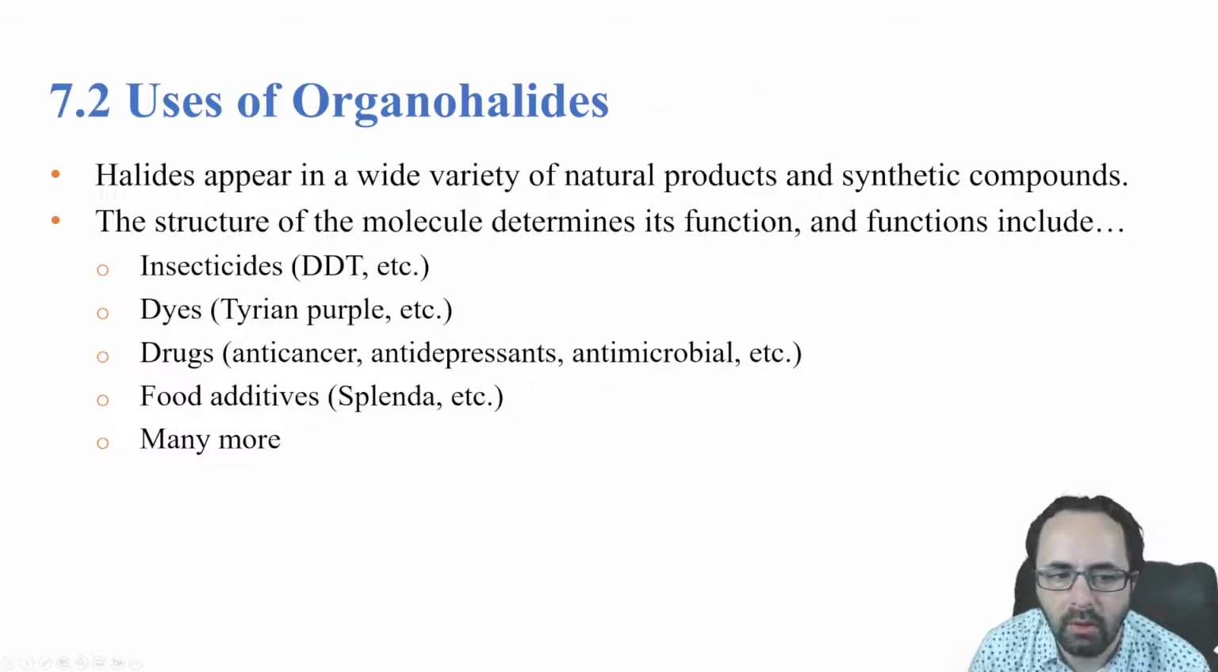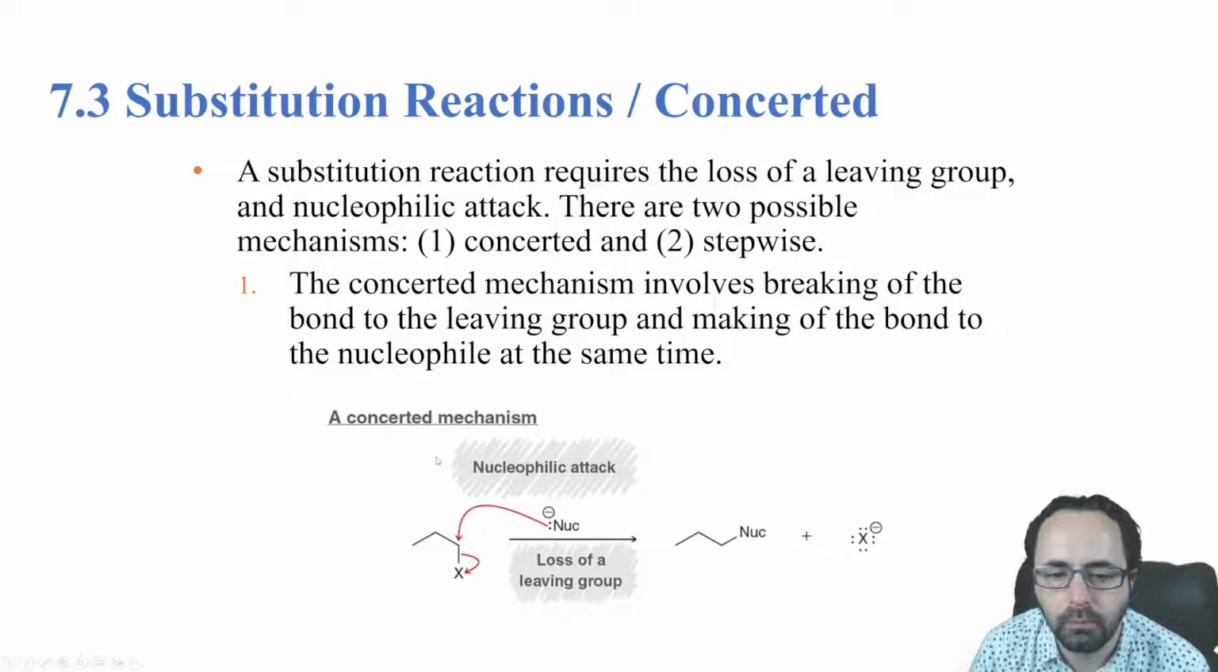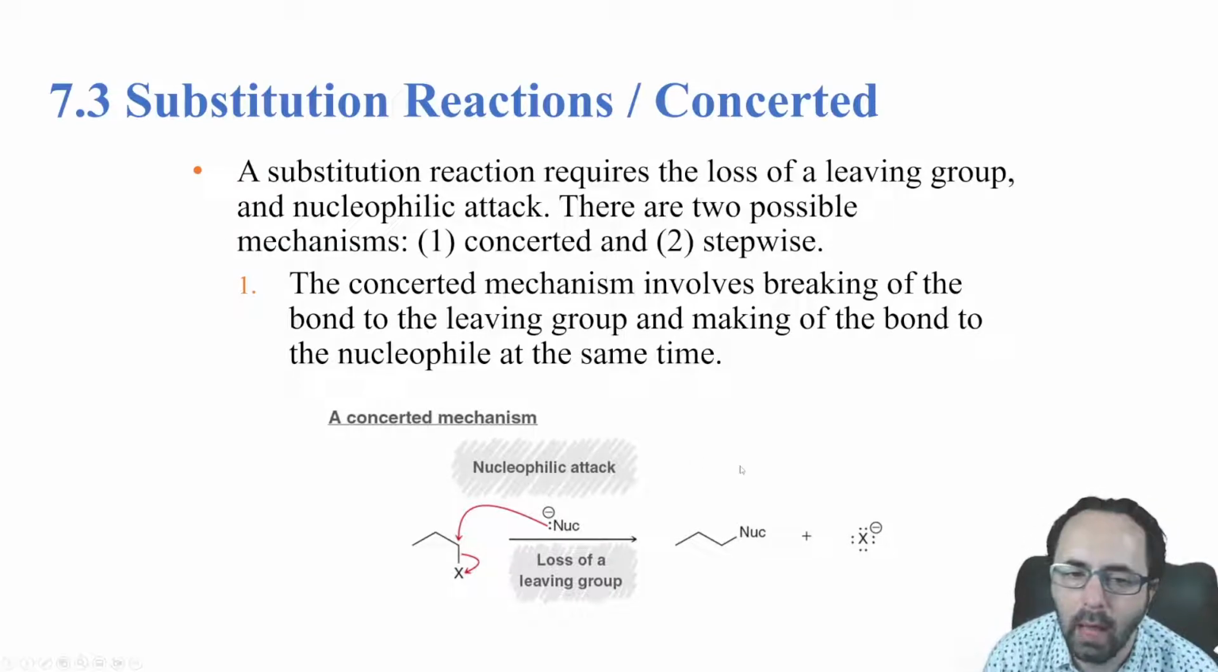Yeah, so besides insecticides, they're in dyes. You'll find them in drugs. For example, sucralose, or Splenda, the sweetener, has lots of carbon-chlorine bonds. And lots of other alkyl halides are quite common. So now let's talk about the reactions that they will undergo.